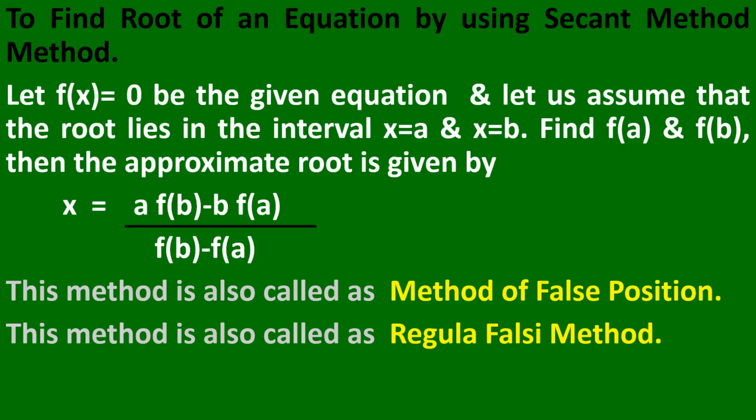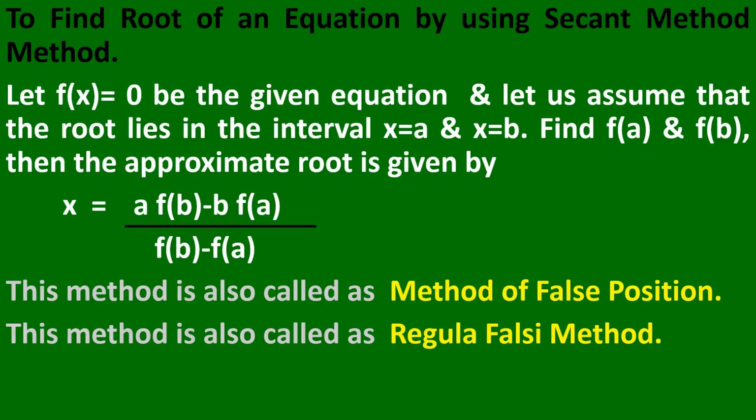To find the root of an equation by using the secant method, whatever equation has been given, you need to consider it as f of x. First write: let f of x equal to 0 be the given equation, and let us assume that the root lies in the interval x equals a and b. And you need to remember one thing: f of a and f of b should always have opposite signs. That means if f of a is less than 0, then f of b should be greater than 0.